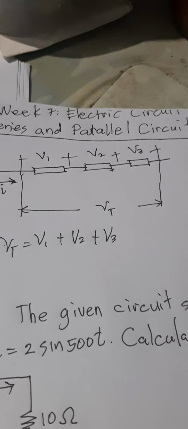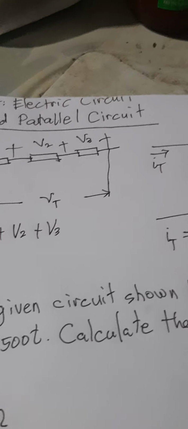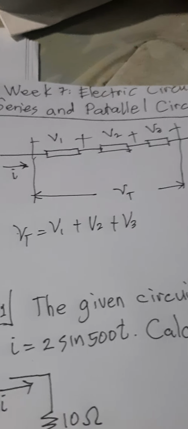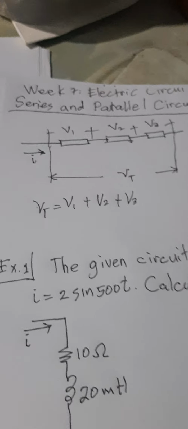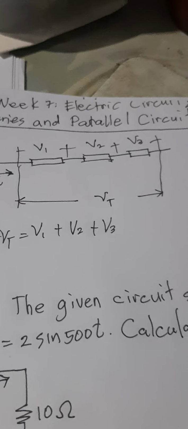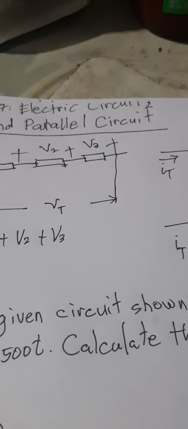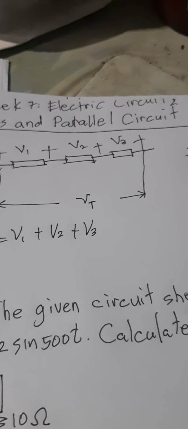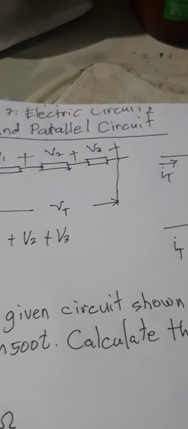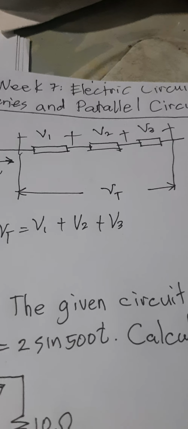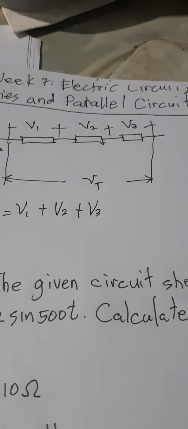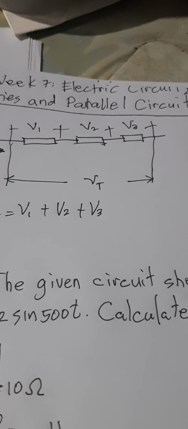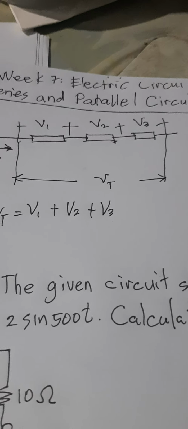Okay, this is our lesson for week 7 for electrical circuit 2. Our topic is all about series and parallel circuit. The diagrams shown are example or representation of series and parallel circuit.